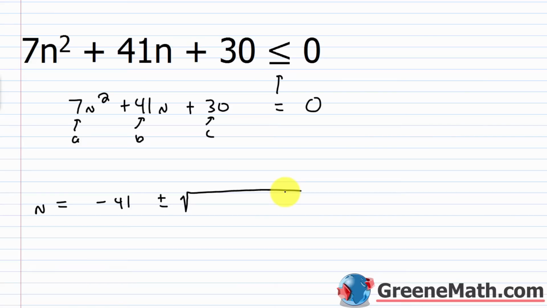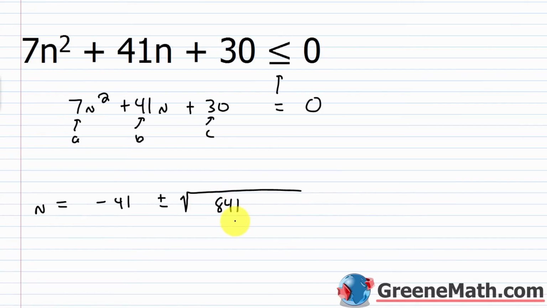41 squared is a pretty big number. It's 1,681. Minus 4 times a is 7, times c is 30. So 4 times 7 we know is 28. 28 times 30 would be 840. So I would have 1,681 minus 840. If I perform that operation, I'll end up with 841.